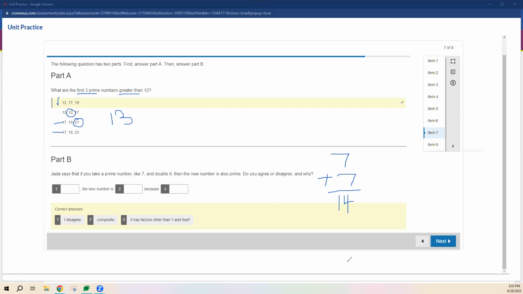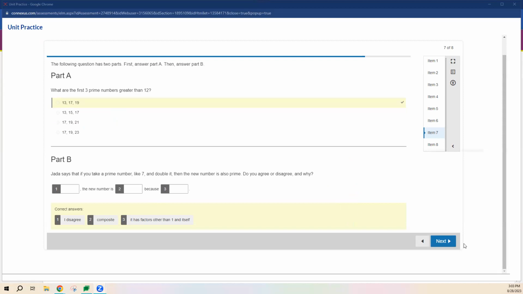Is 14 prime? No, 14 is an even number. That means I can do 2 times 7. So I disagree. The new number is composite. If it's not prime, it's composite. It can't be both because it has factors other than 1 and itself, right? I could do 2 times 7. You see how I did that? I'm going to always test out what it says to see, is that true? Is that not true? Okay.